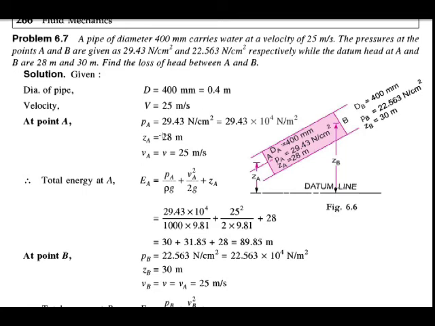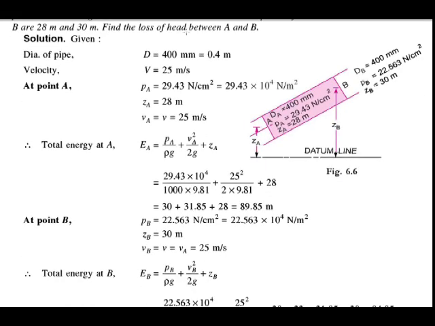Pressure at point A is 29.43 Newton per centimeter square. In Newton per meter square it is 29.43 into 10 raised to 4 Newton per meter square. ZA distance is 28. Velocity at section A is 25 meter per second. All these they have given for section 1.